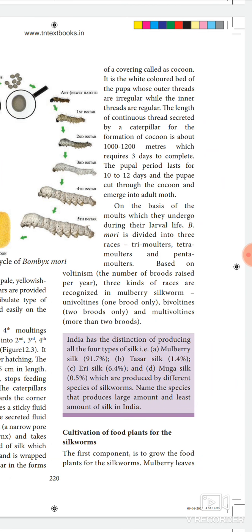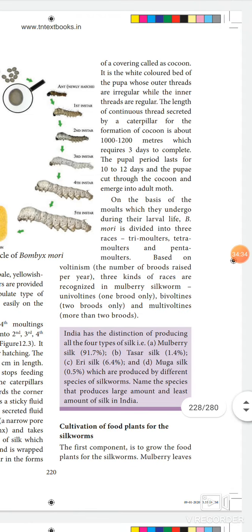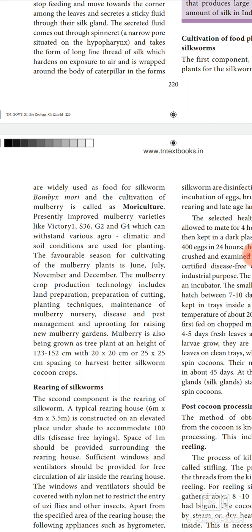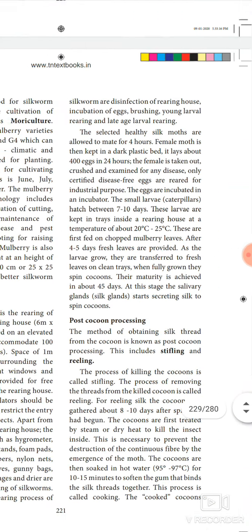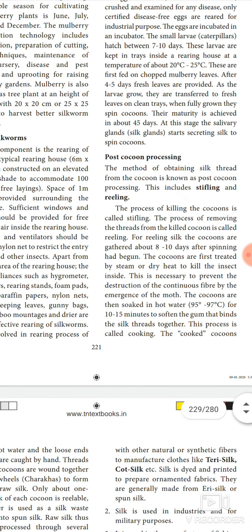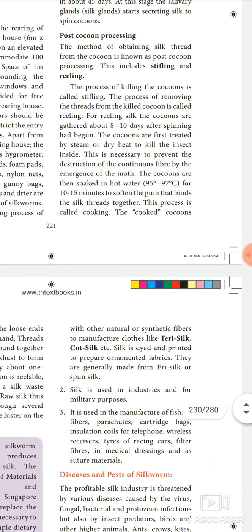Next we see the cultivation of food plants of the silkworm. What food plant do we cultivate? For Bombyx mori we cultivate the mulberry plant, and that cultivation is called Moriculture. Then rearing of silkworm, then post-cocoon processing is held, then stifling and reeling processes. Then we see the uses of silk and the diseases and pests of silkworm. So this is sericulture.